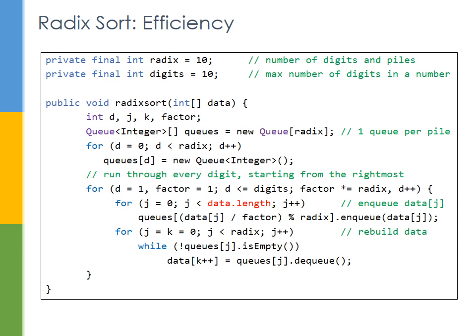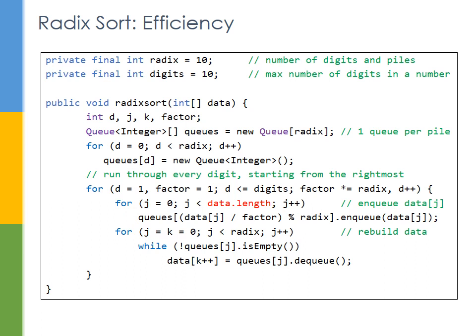And what we then do is we retrieve each element from the data array, and we enqueue that into the appropriate queue in the queues array. The appropriate queue is computed by this calculation over here, and what this computation does is for the current value in the data array, it extracts the appropriate digit, and it uses that as an index into the queues array.